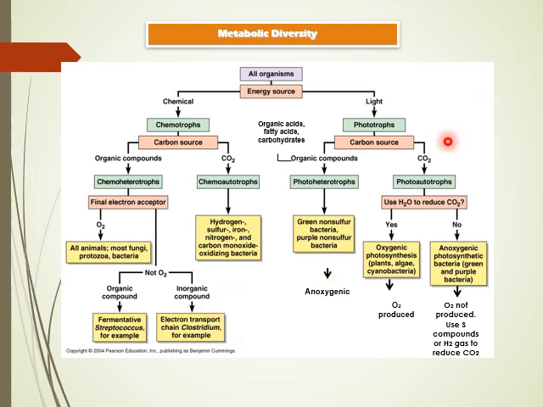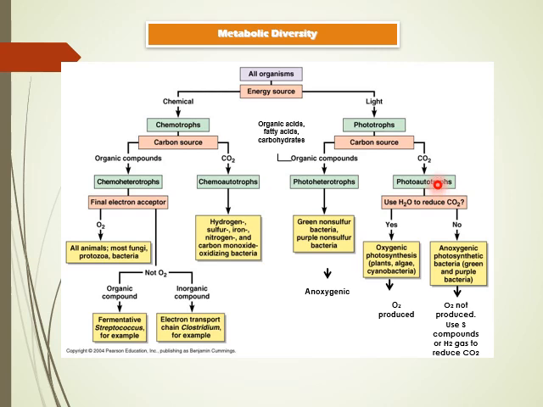Let's shift to the next group. Those phototrophs that use organic compounds as the carbon source are called photoheterotrophs. What are the organic compounds that they use? Organic acids, fatty acids, carbohydrates. Examples are the green non-sulfur bacteria and purple non-sulfur bacteria.